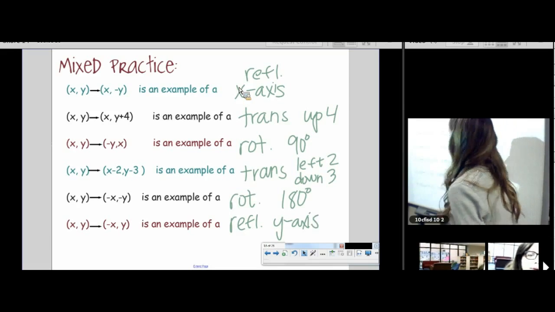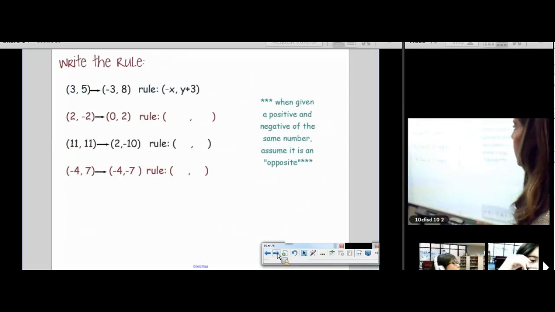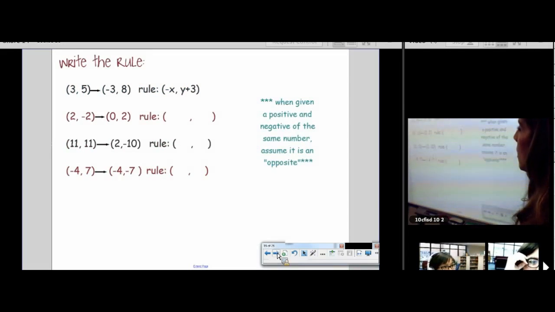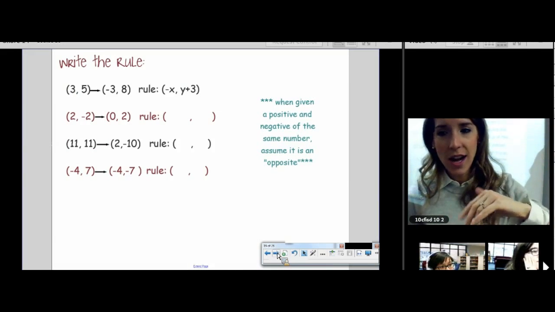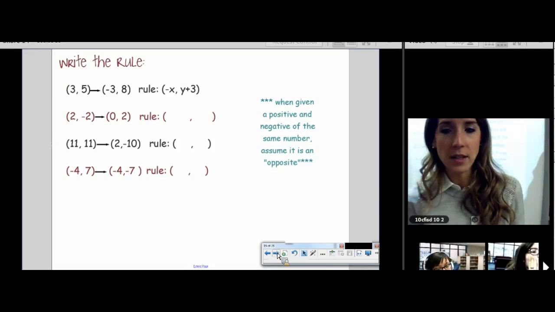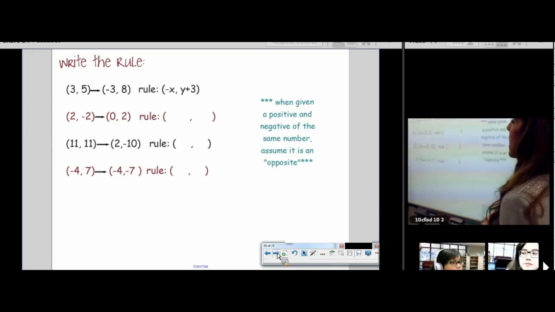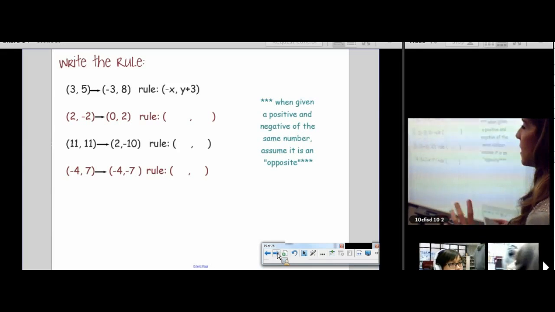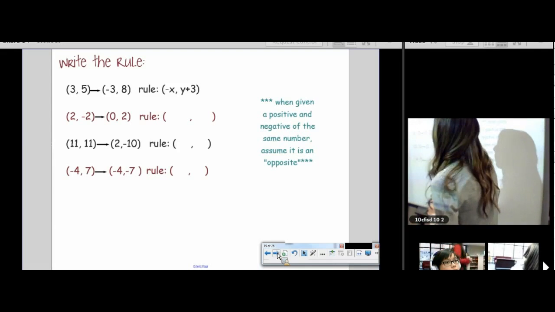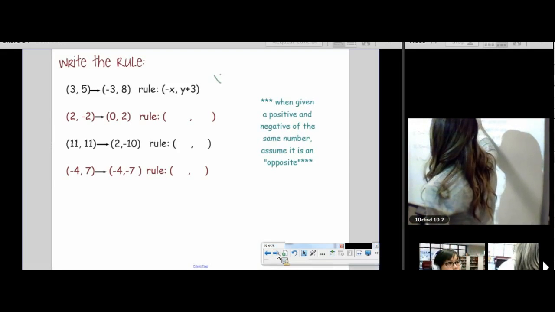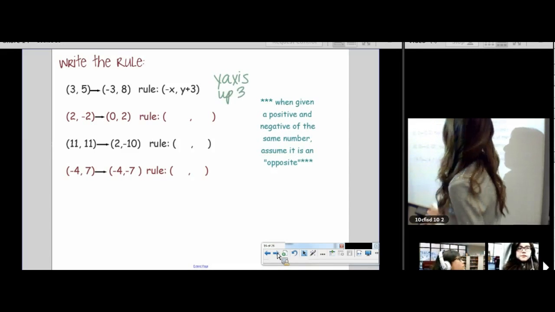And the more homework problems you do, the better you're going to get at this. Last slide of the day. This one, I have a pre-image and I have an image, and I just want you to write the rule. What happened from the pre-image to the image? So I did the first one for you. The 3 became negative, so negative x, and then y plus 3. So that would be a reflection over the y-axis, and then we'd be going up 3.